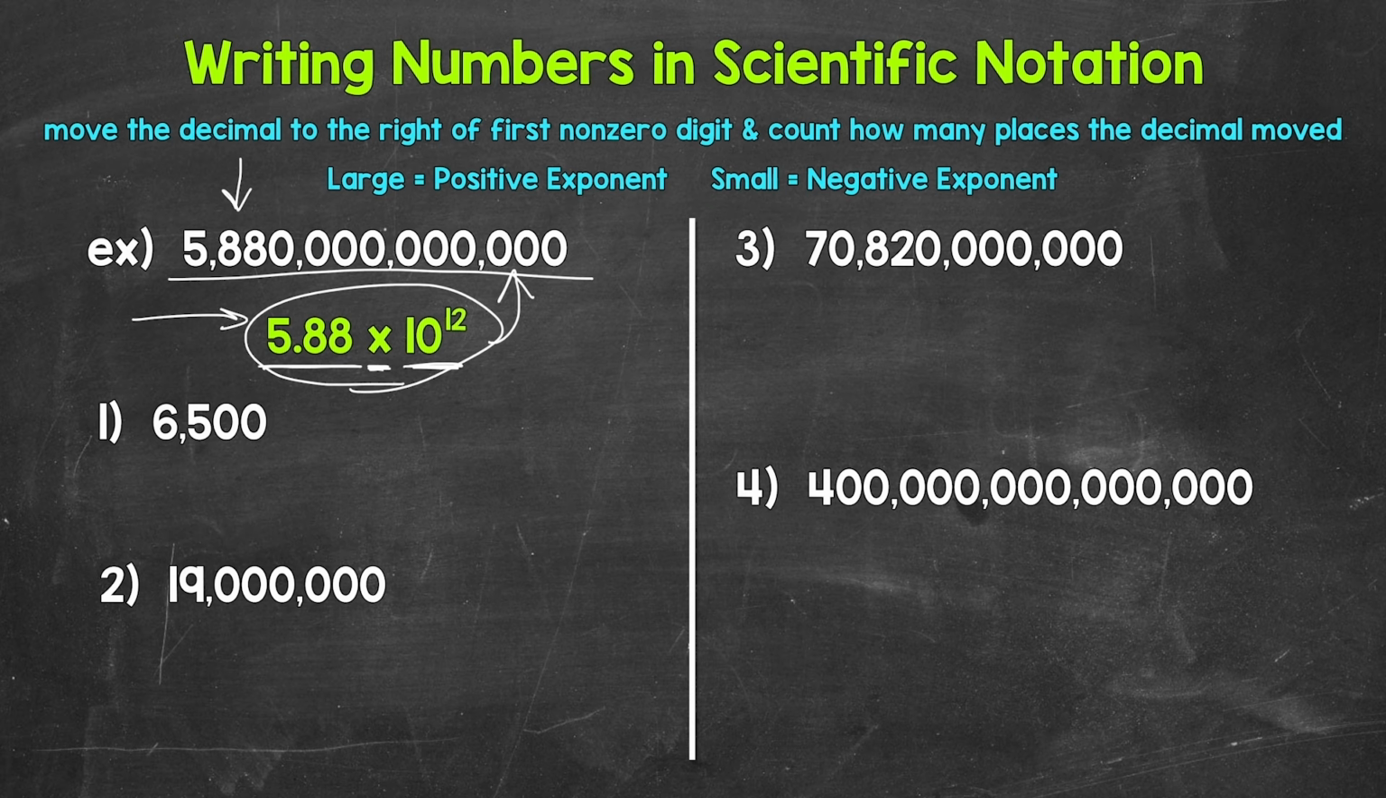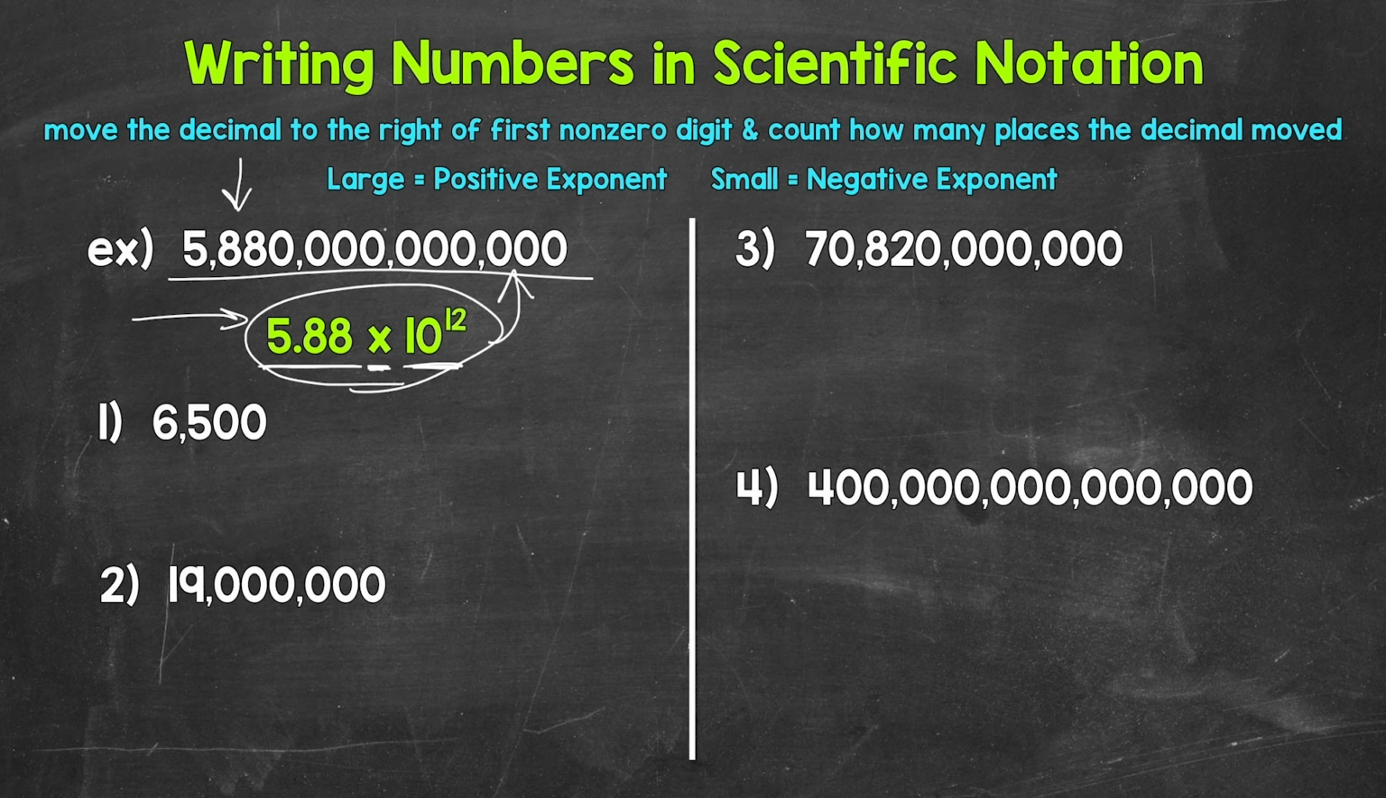Well, let's jump into our examples, starting with number 1, where we have 6,500. We're going to start smaller than the example above and work our way up. Now, basically, all we need to do here is move the decimal to the right of the first non-zero digit, so anything 1 through 9. And we count how many places the decimal moved. That will give us everything we need to write the number in scientific notation.